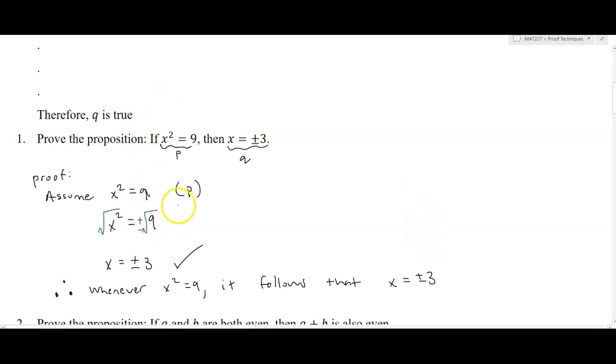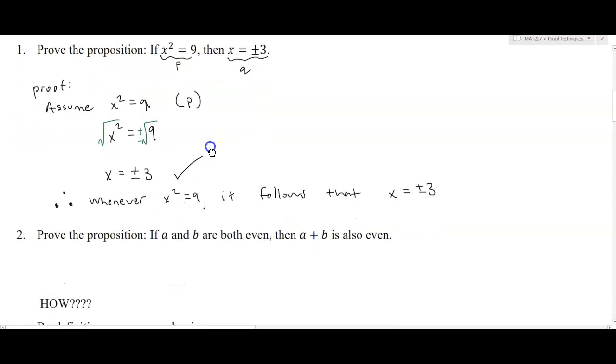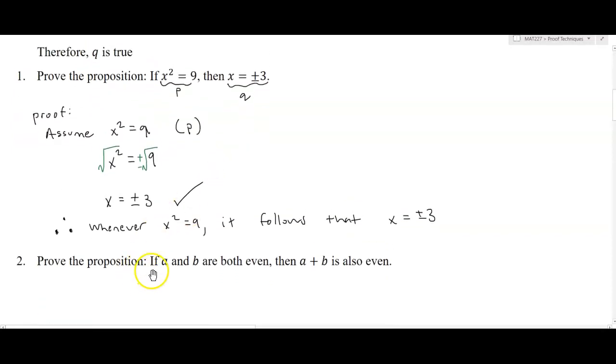Now, this one's algebraic. Not all proofs in mathematics have to be algebraic. Some of them are very difficult and logical ones, but we're just trying to introduce how Boolean logic allows us to observe patterns and then make conclusions about them. So prove the proposition: if A and B are both even, then A plus B is also even.